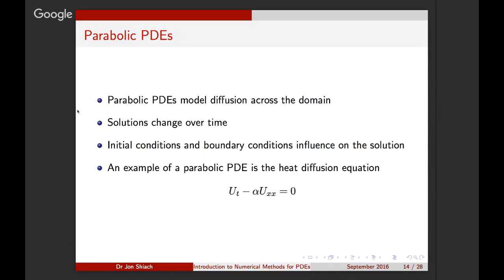Initial conditions and boundary conditions influence the solution. And here we have the example of the heat diffusion equation. This alpha is some conductivity parameter. Depending on if you've got metal, which is a very good conductor of heat, that might be a certain value. If you've got wood, a very poor conductor of heat, that might have a different value. And we'll be looking at solving that later this term.